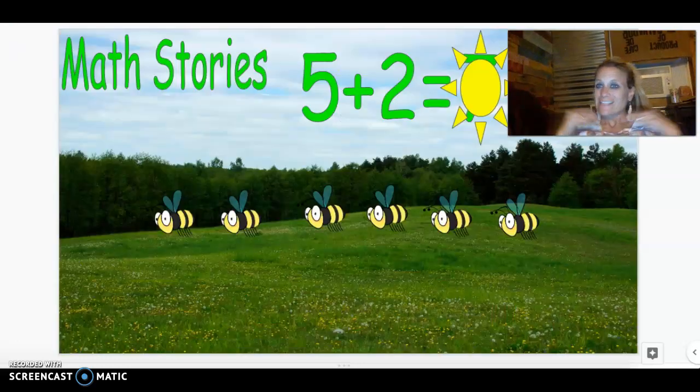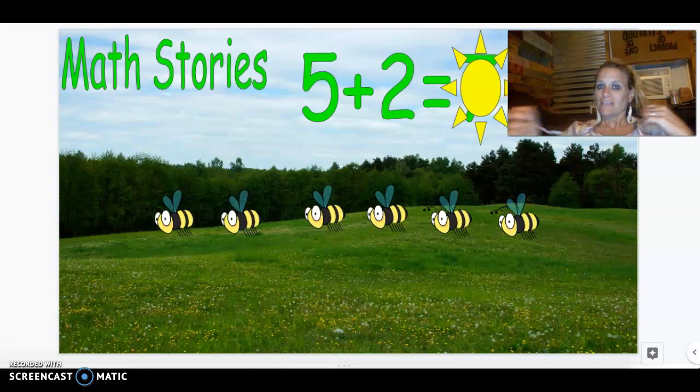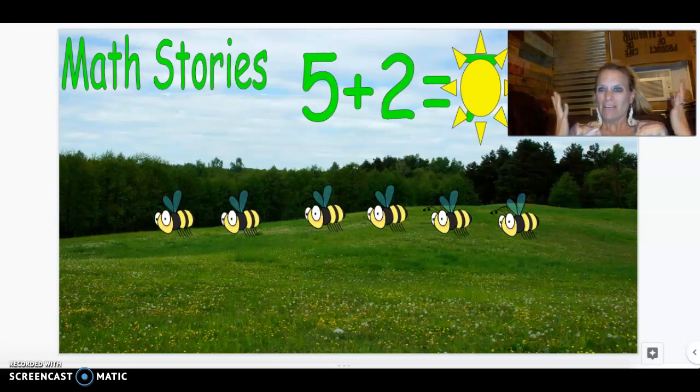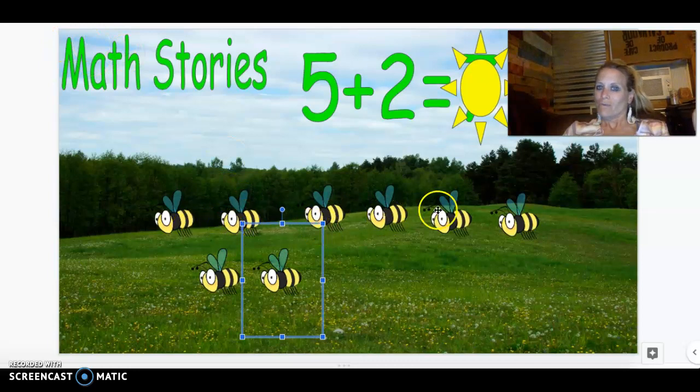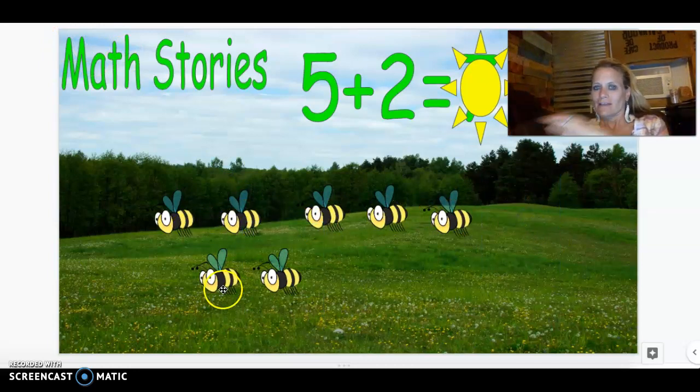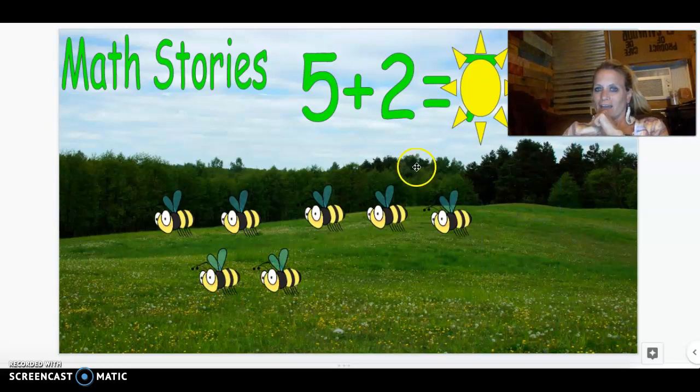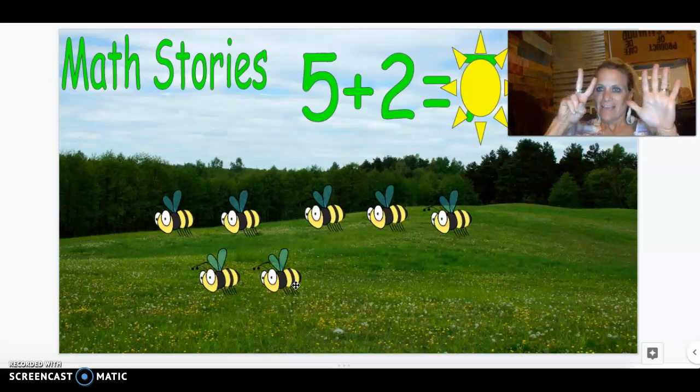Let's try our math stories adding today. So if I have 5 bees and I'm in the meadow and I see 2 more, how many bees are there? If I have 5 bees and I see 2 more, how many bees will I have? What do you guys think? That's right, I will have 7. 1, 2, 3, 4, 5, 6, 7. 5 and 2 is 7.